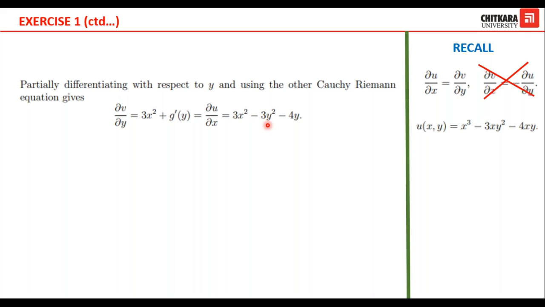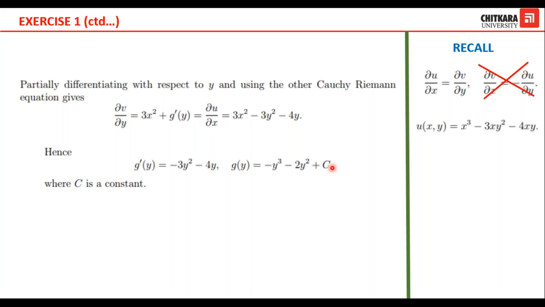When you equate them, 3x squared cancels, and what is g'(y) left? g'(y) is minus 3y squared minus 4y. Now if g'(y) is known to you, how will you calculate g(y)? You simply integrate it with respect to y now, and nothing is kept constant. So g(y) will become minus 3y cubed by 3, so the 3 will get cancelled and you get minus y cubed. Minus 4y will become minus 4y squared by 2, so you will get minus 2y squared, and you will get a numerical constant C.